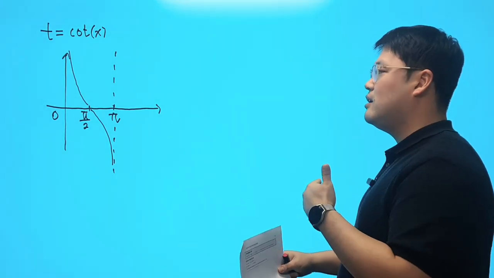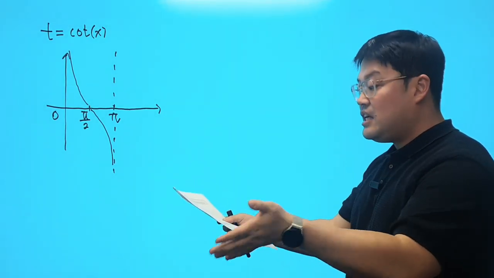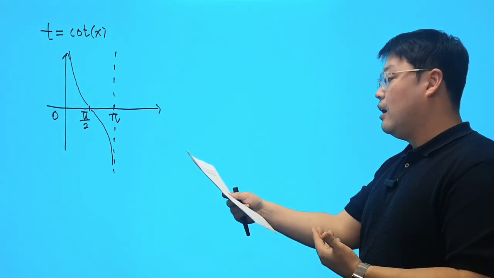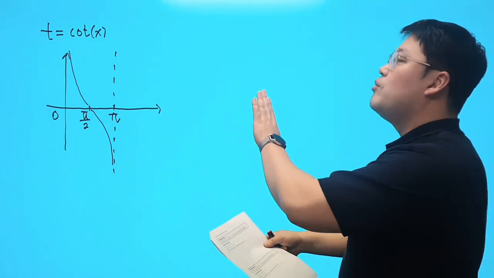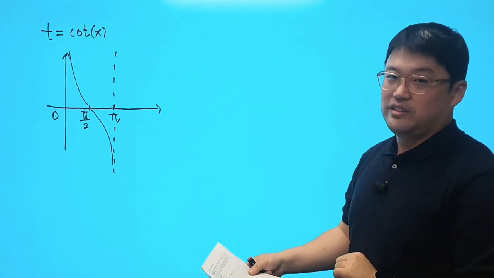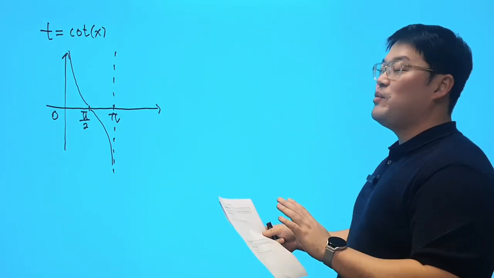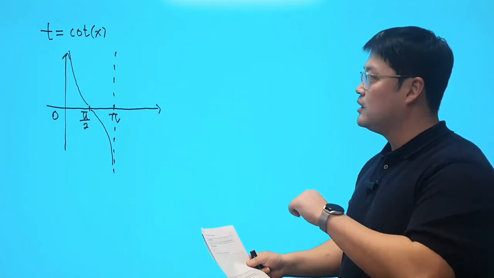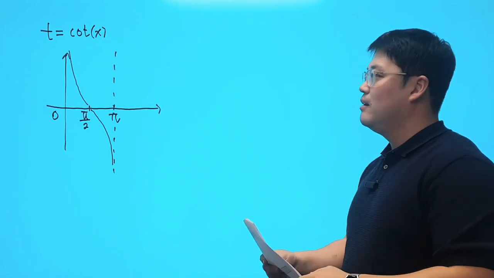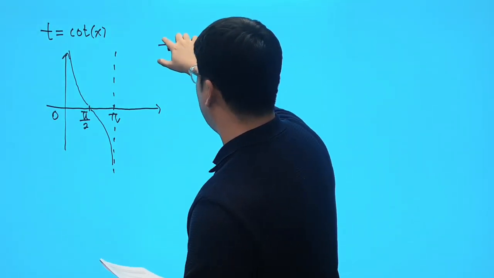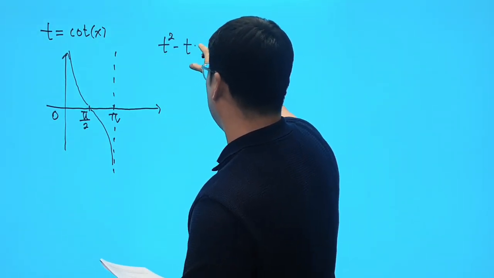As long as we don't get anything like tangent, t equals 0, we're going to be fine. Okay, well, we're going to be fine even for t equals 0. We're not fine when we have to deal with something like t equals tangent x, right? Anyway, we get t squared minus t equals 0.